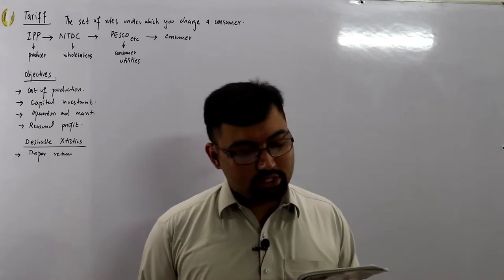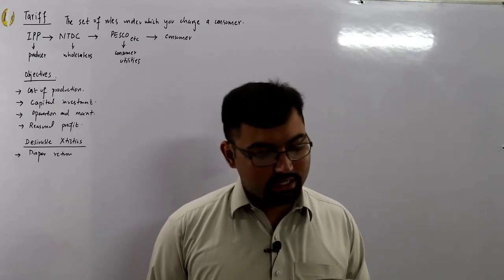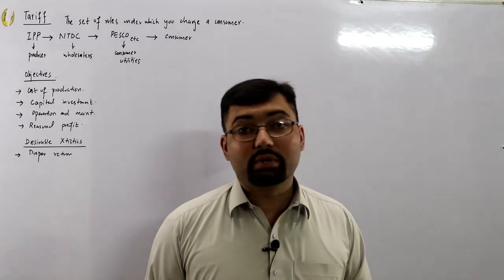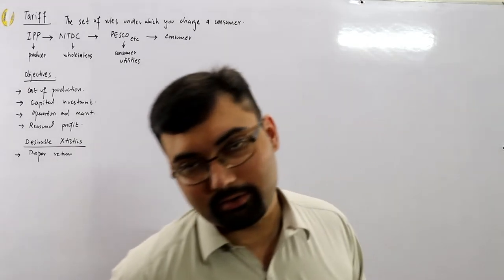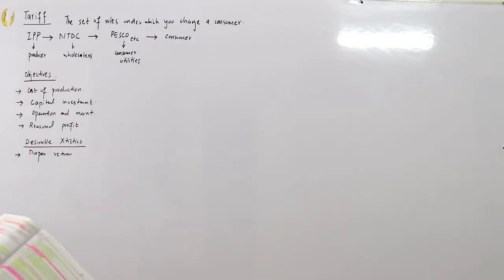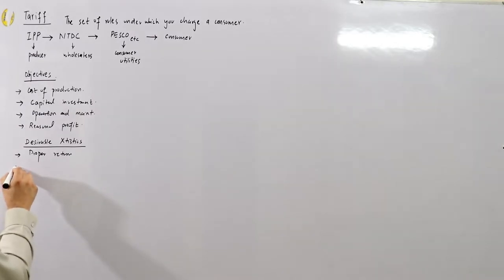The proper return from each consumer: the total receipts from the consumer must equal the cost of producing, plus a reasonable amount of profit. The next should be that it should be fair.